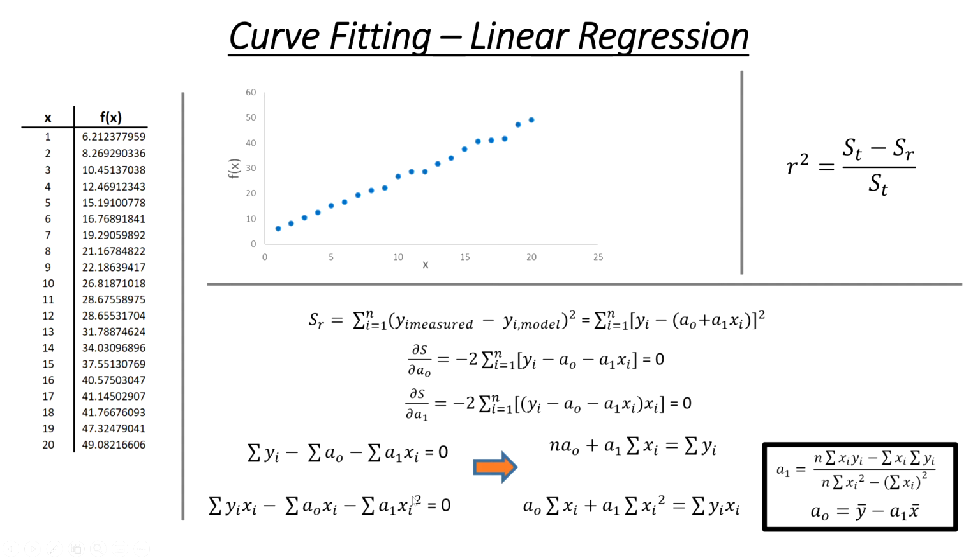And we're just going to rearrange all of these in this fashion here. So we're going to use these and perform some algebraic manipulation, and we're going to get an equation for a1. And we're going to find that a1, when we use these two equations, is going to be defined as n, the number of data points, multiplied by the sum of xi yi.